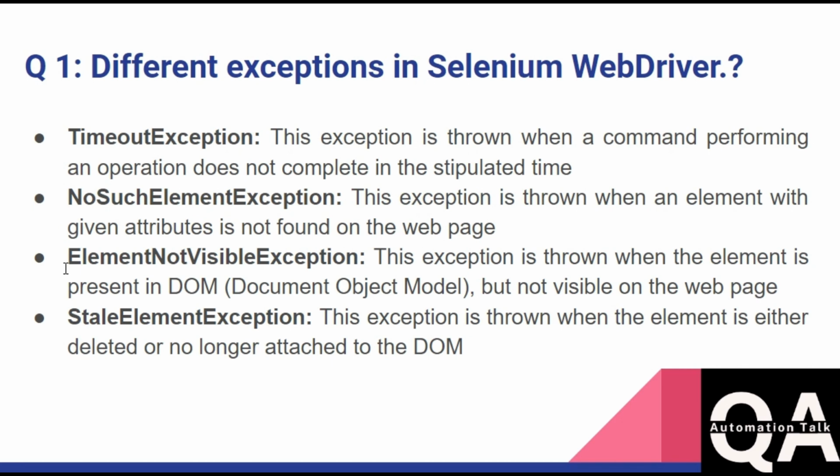The third exception is ElementNotVisibleException. It means the element is present in the DOM but not visible on the web page. The fourth is StaleElementReferenceException. This exception is thrown when the element is deleted or no longer attached to the DOM. These are the famous exceptions that a user can frequently get in Selenium WebDriver scripts.